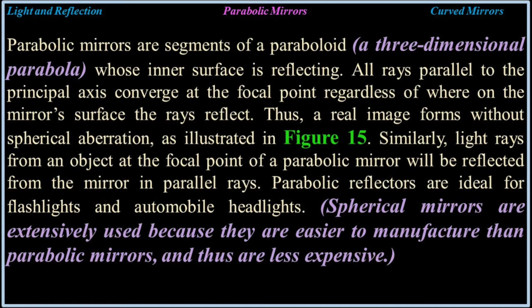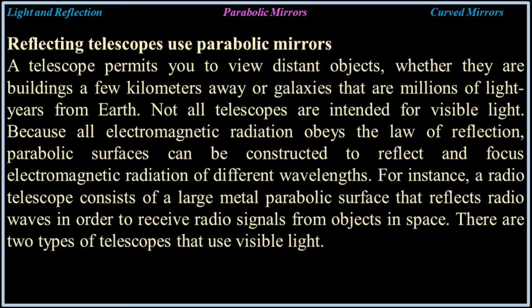Similarly, light rays from an object at the focal point of a parabolic mirror will be reflected from the mirror in parallel rays. Parabolic reflectors are ideal for flashlights and automobile headlights. Spherical mirrors are extensively used because they are easier to manufacture than parabolic mirrors and are thus less expensive. Reflecting telescopes use parabolic mirrors.